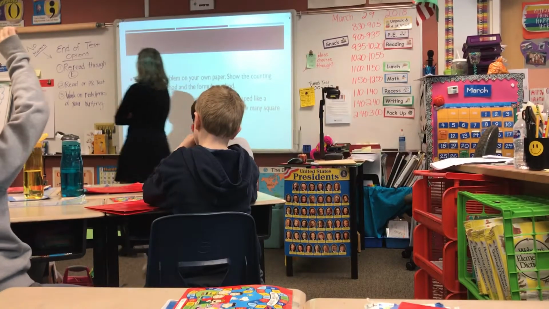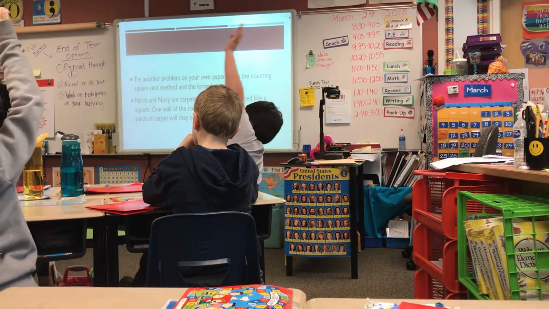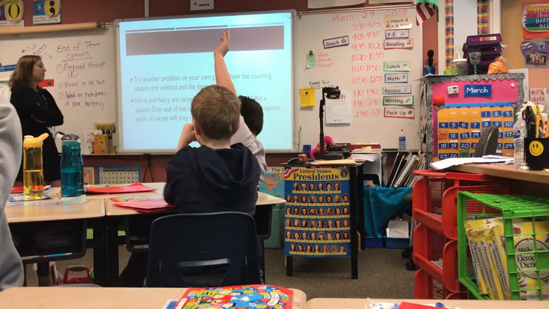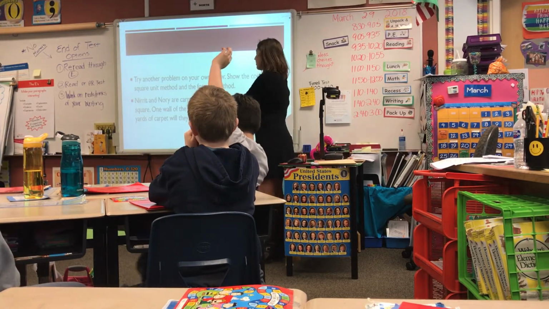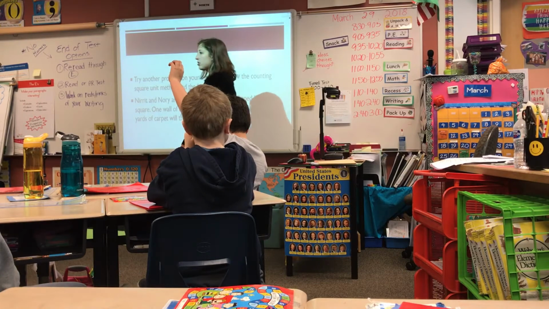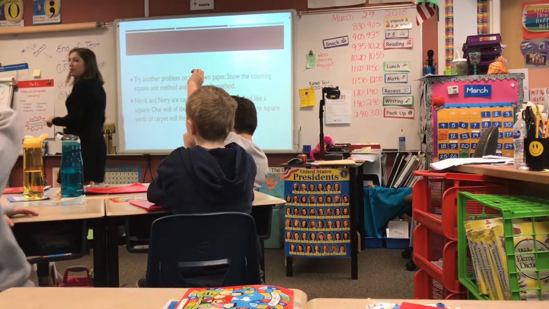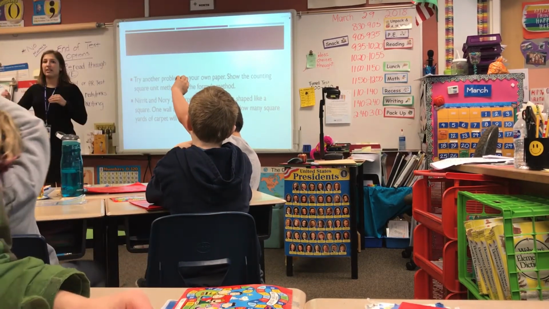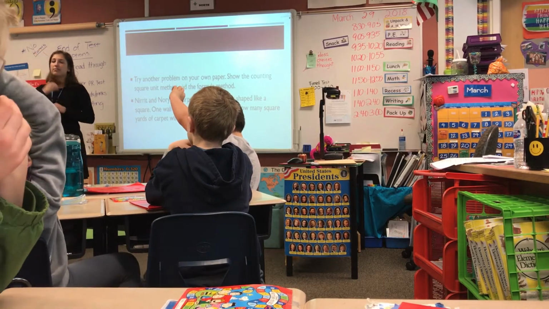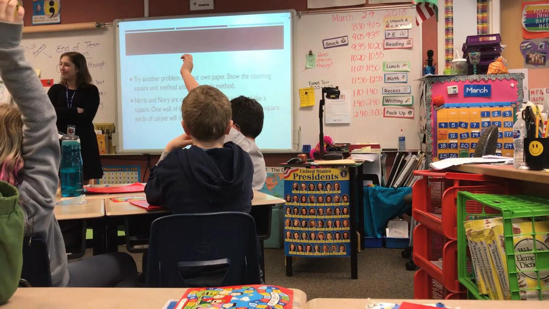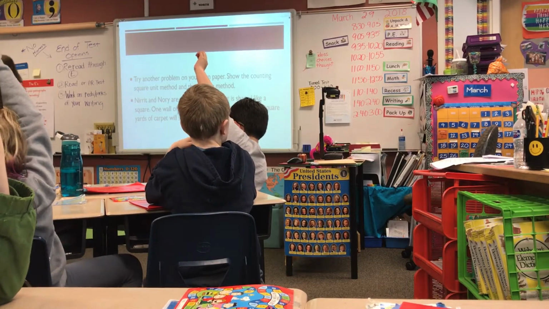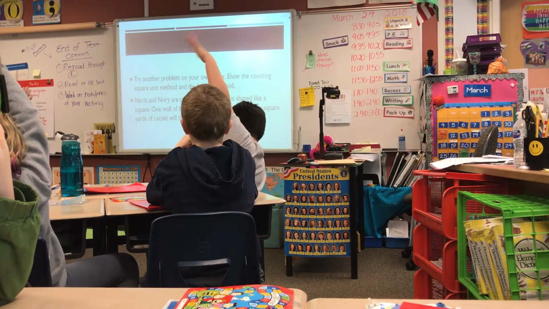Okay, so think in your head. Nuri and Nori are carpeting a room that is shaped like a square. One wall of the room is 6 yards long. How many square yards of carpet will they need? So they're going to the store. They know that one side of the square room is 6 yards. How can we solve this problem?